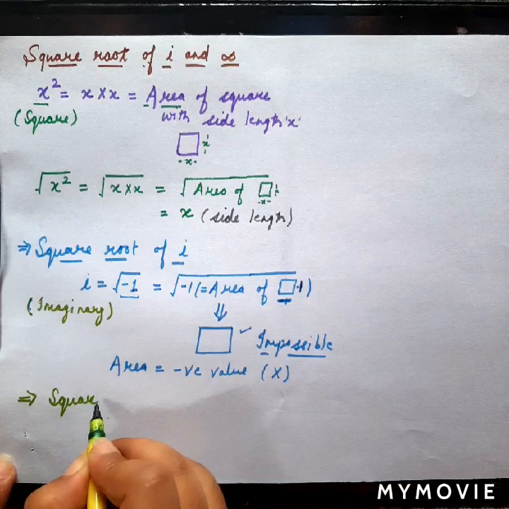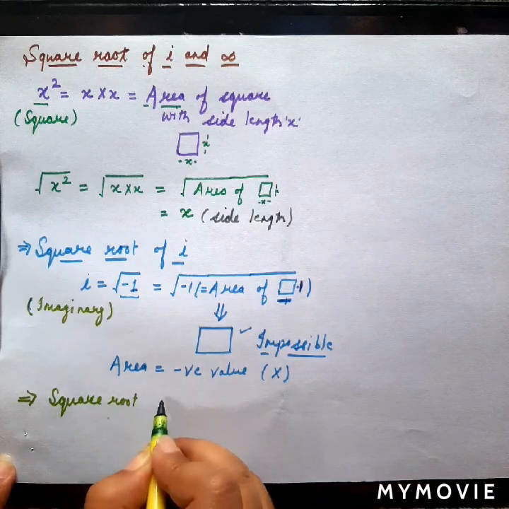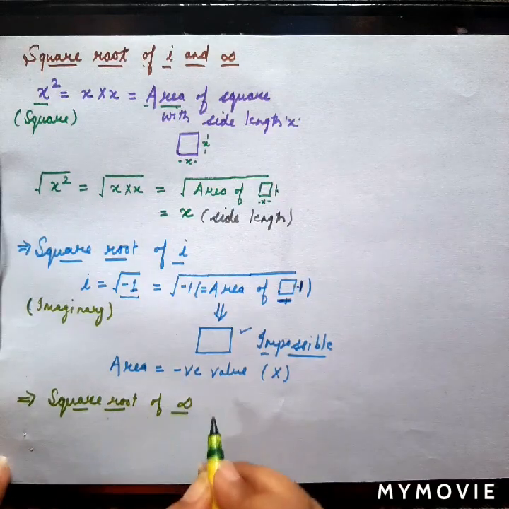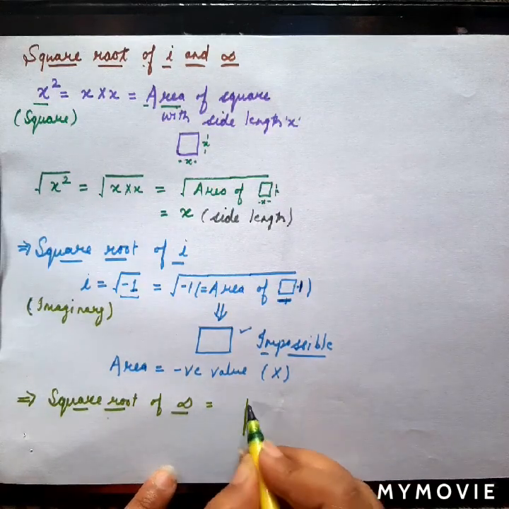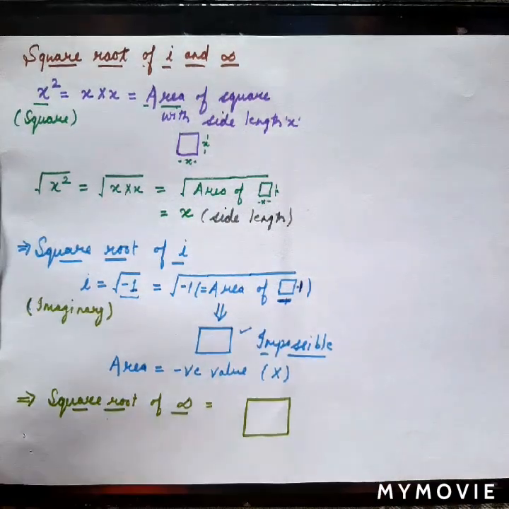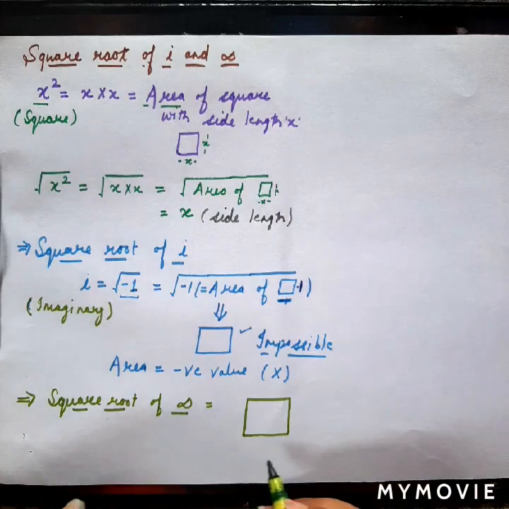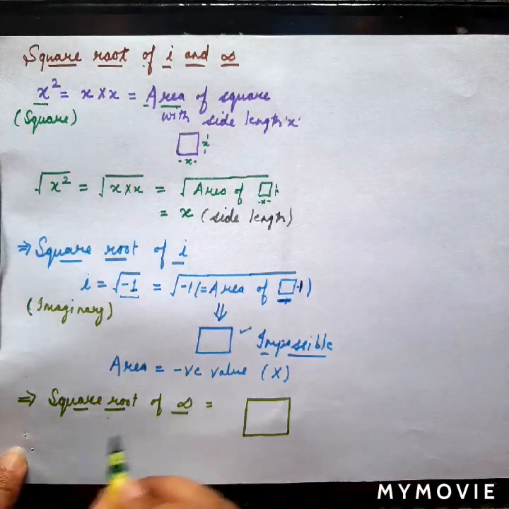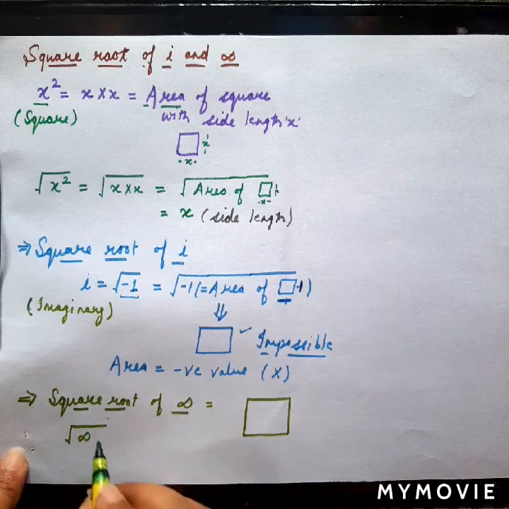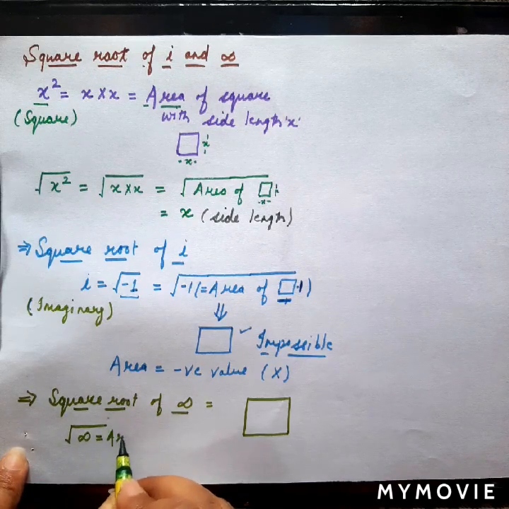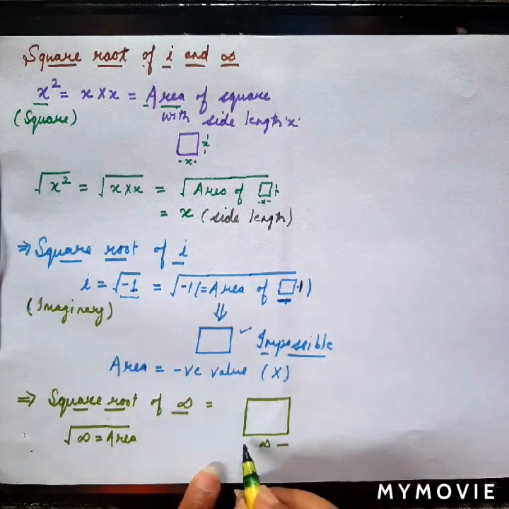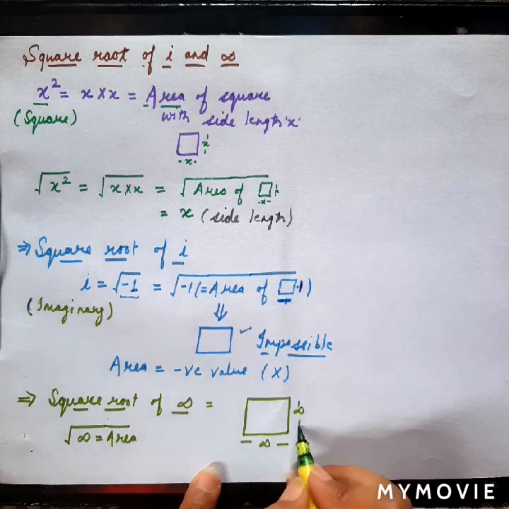Square root of infinity means we need a square whose area, whose side length will be equal to infinite. I will explain this now. So we need the square root of infinity. That means infinity is actually equal to the area of a square whose side lengths are infinite. This means we cannot find the side length of that area.